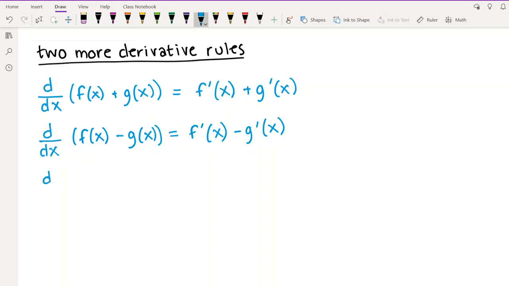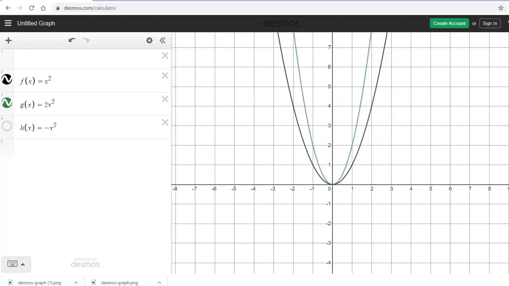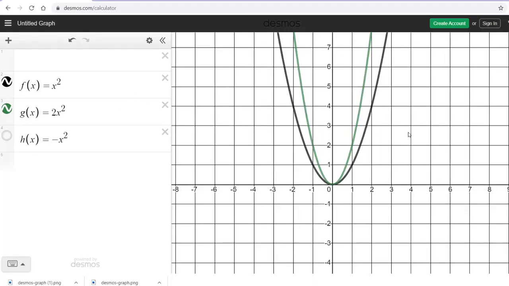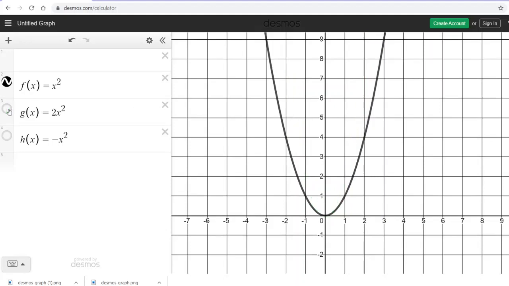Another rule is that if you are taking the derivative of a constant times a function, you can take the derivative of the function normally and then multiply it by the constant afterwards. I want to show you an example that will maybe explain why that rule works the way it does. So let's look at the graphs of the functions. The one in black is x squared, f of x equals x squared. And the one in green is 2x squared, so g of x equals 2x squared.